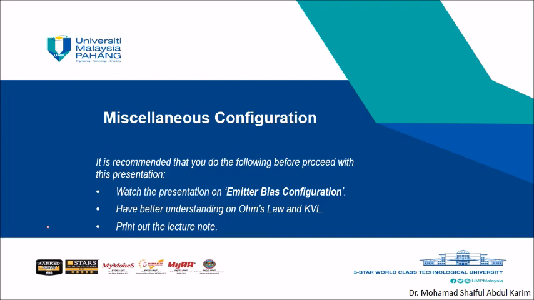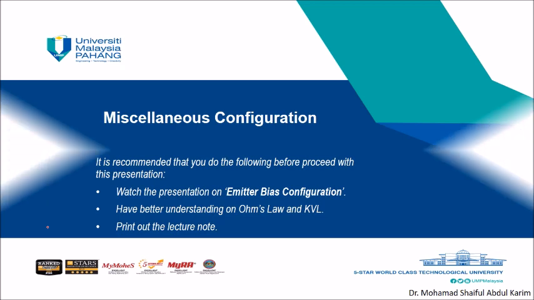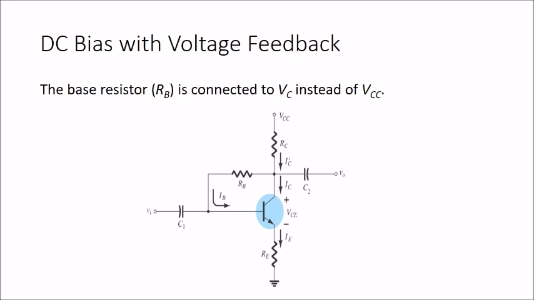Before you proceed with this presentation, I hope you watched my previous presentation on emitter bias configuration. There are a lot of miscellaneous bias configurations. One of them is DC bias with voltage feedback, and another example is emitter follower and so on. So in this video, we're going to learn about the DC bias with voltage feedback.